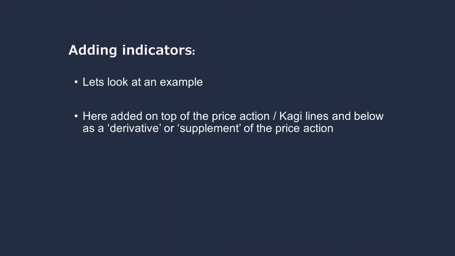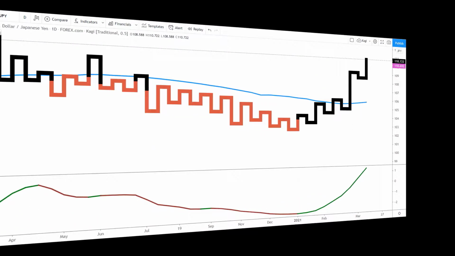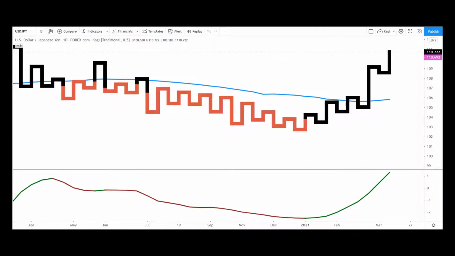So to give us some idea, let's look at a quick example. Here I'm going to add on an indicator to the Kagi chart itself, and what I call the derivative of the Kagi price indicator below that price action. Now this is a totally made up example that we've got here on the USD JPY, but I'm just putting it together so you can see what you could potentially put together using the Kagi charts and other indicators.